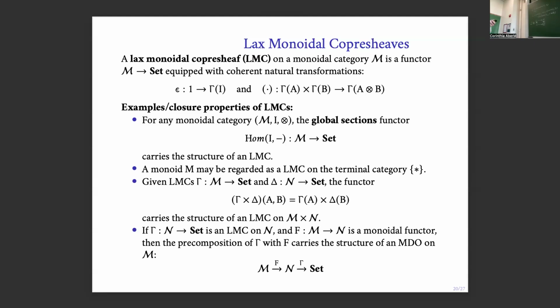And so okay, and then finally also if you have a lax monoidal functor from N to set, and then a monoidal functor from M to N, which could be a strict monoidal functor or even just one that's only up to isomorphism, the precomposition of gamma with F also now carries the structure of a lax monoidal functor on M. And that should intuitively make sense because since F preserves the monoidal structure on M and N, these operations and the equations on them should also all be preserved by precomposition.